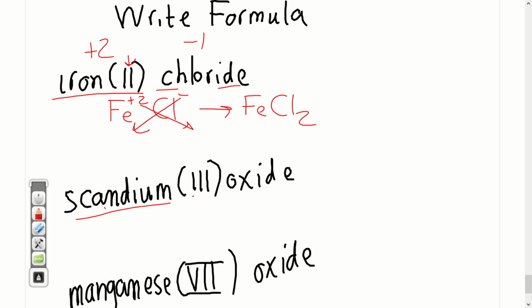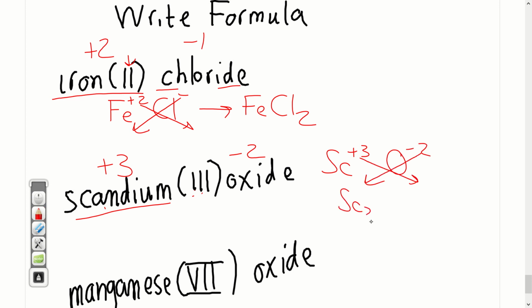How about the next one? Scandium III. Yes, I have no idea. You might not know what scandium is. That's fine. It's III. That just means plus 3. Oxygen has a charge of minus 2. So I'm going to put it over here. Sc plus 3, O minus 2. Crisscross the charges. Sc2O3. There's your formula.